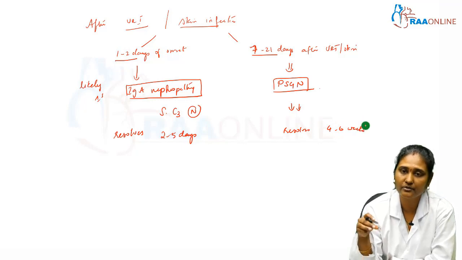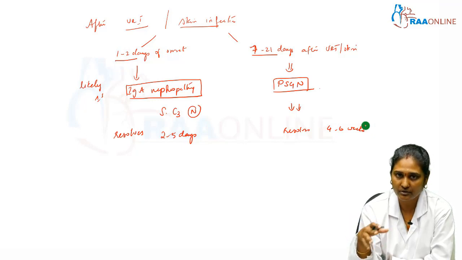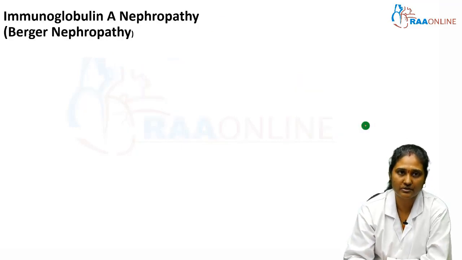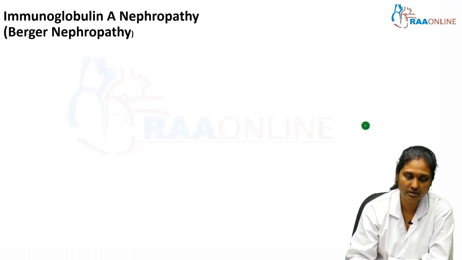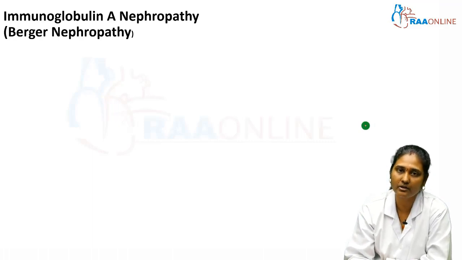Before going into the individual diseases, this is a general approach: based upon the onset of hematuria following a URI, you may be able to suggest a likely diagnosis, whether IgA nephropathy or PSGN. In further discussion, we will look in detail at each disease. First and foremost is immunoglobulin A nephropathy, or IgA nephropathy, also called Berger's nephropathy. It is the most common cause of chronic glomerular disease in the childhood period.